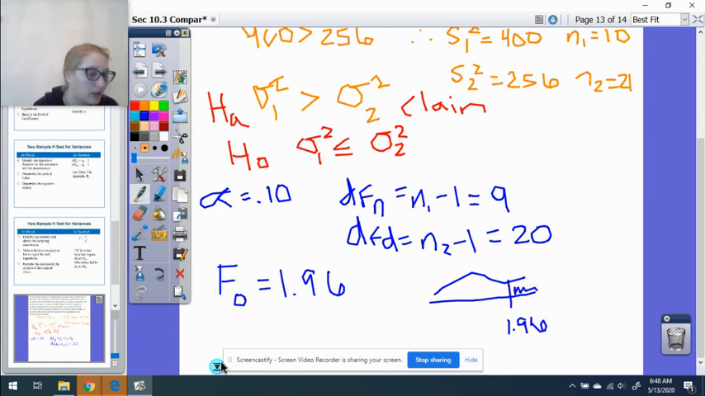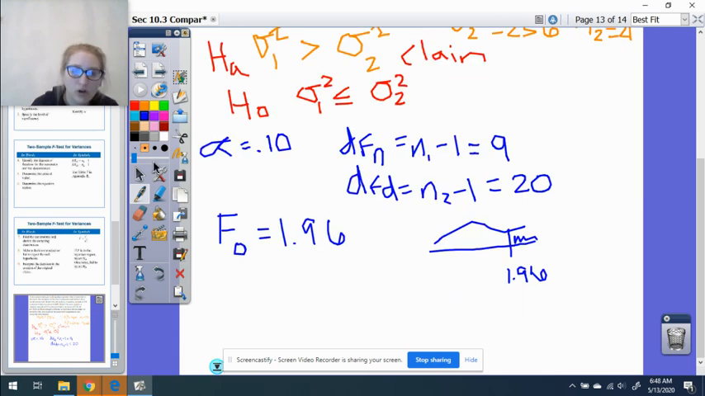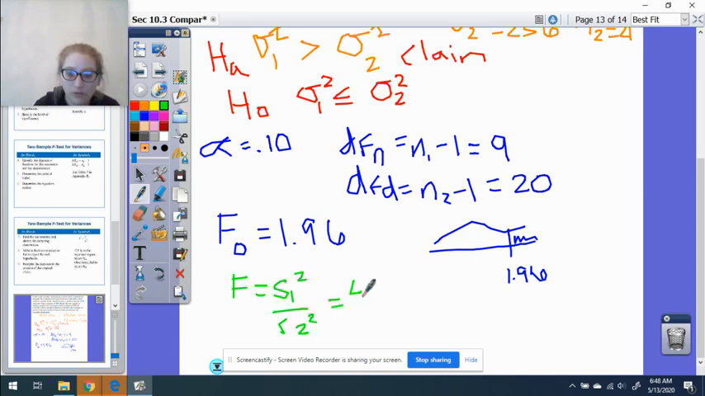All right, so now let's go ahead and do the test. So our formula is, we're going to essentially be doing 400 divided by 256. That's going to give me approximately 1.56. So is that in my rejection region? No, so we're going to fail to reject.